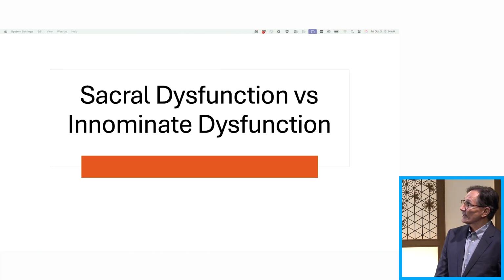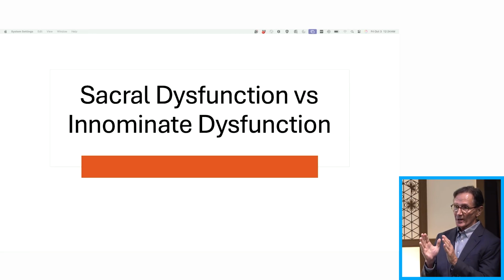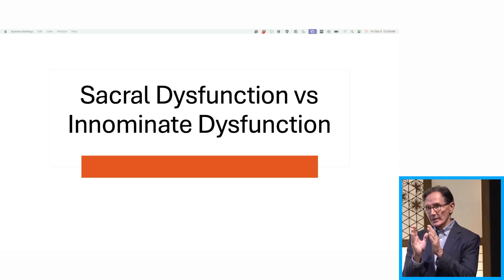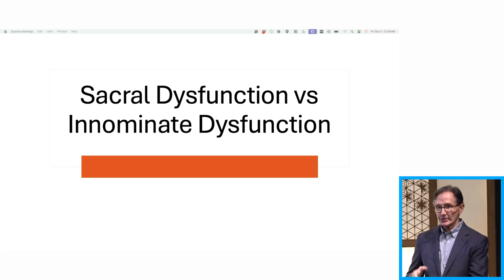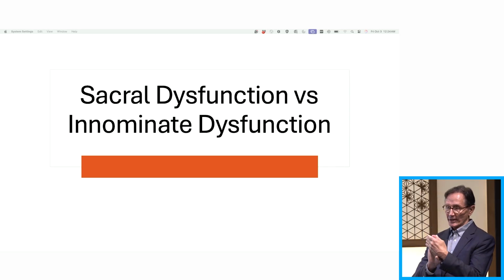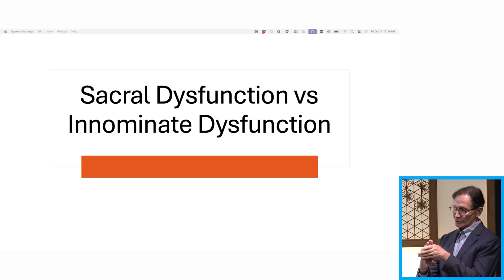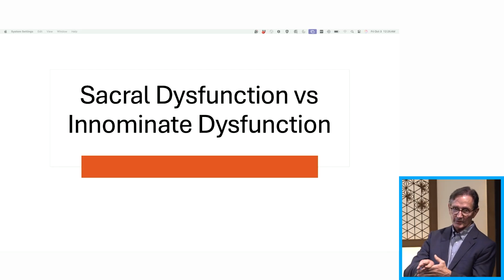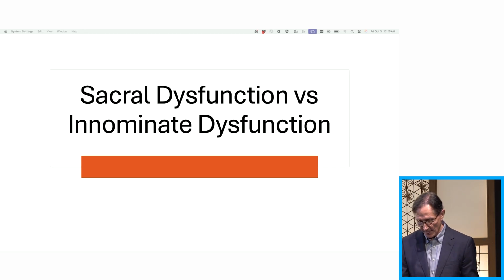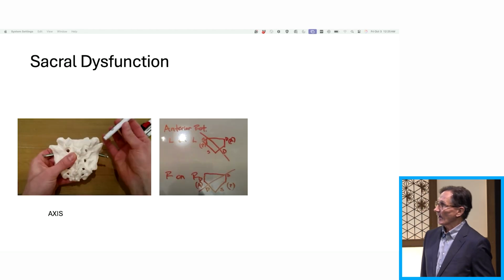So basically, we're going to look at sacral dysfunction and innominate dysfunction. What's the difference between the two? They're very similar, but the innominate dysfunction is an ilium dysfunction, usually related to something in the lower extremity, like a limb length discrepancy. A sacral dysfunction is when it's twisted or turned, something is happening at the SI joint relative to the sacrum. Anyway, this is basically how I look at it.